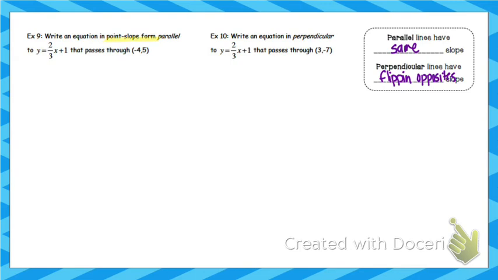All right, so it says write the equation of a line in point slope form. So I'm going to rewrite that. So that's our point slope formula. All right, so we want to write the equation of a line that is parallel to this line.